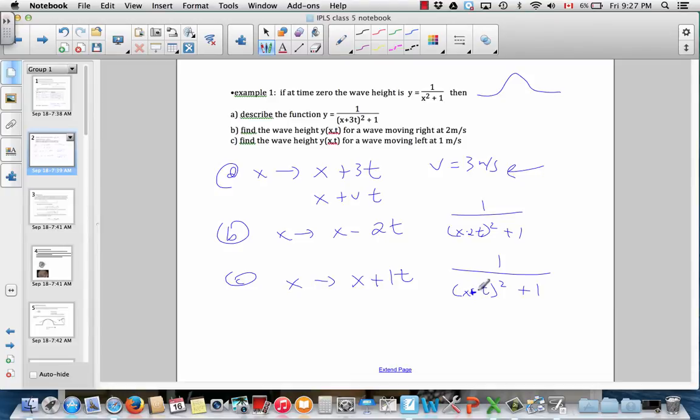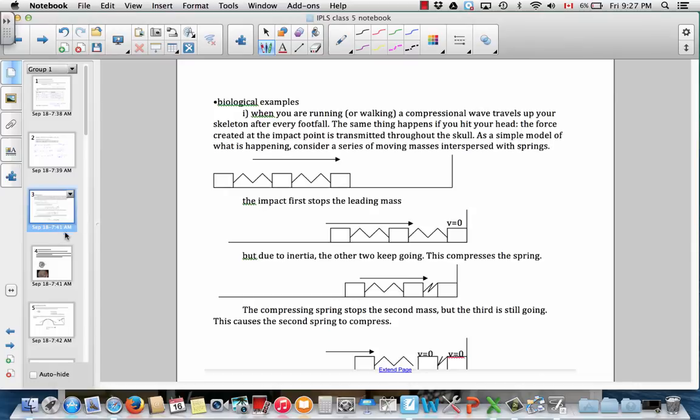Okay, now these are called traveling waves because these shapes actually move with time. So we have a mathematical description of a traveling wave. Now there's lots of examples in biology of traveling waves. For instance, here, this just shows that if you jump, so take a step and land on your foot, either when you're walking or running, or if you jump and land on that foot, a compressional wave travels up your skeleton. Imagine that this is your leg impacting the ground.